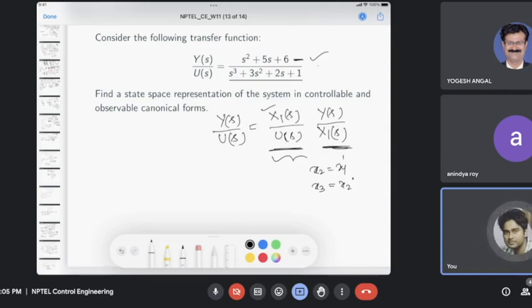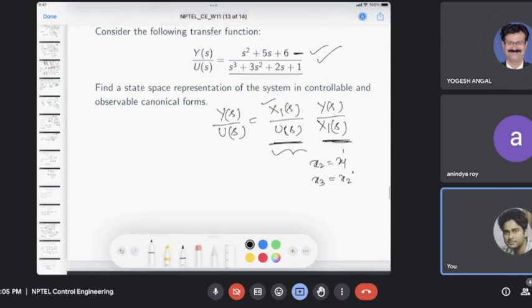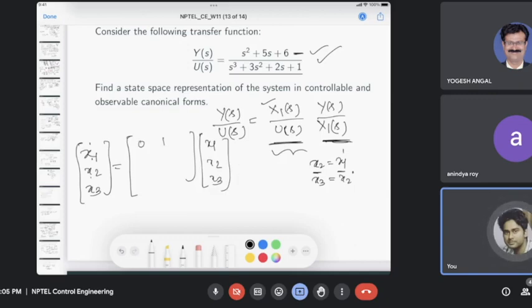So you can directly also write from this. So it will be a third order system: x1, x2, x3, this one. Then what will the A matrix be? We see that x2 equals the x1 derivative. So this is x1, x2 and x3. Then it will be like this.